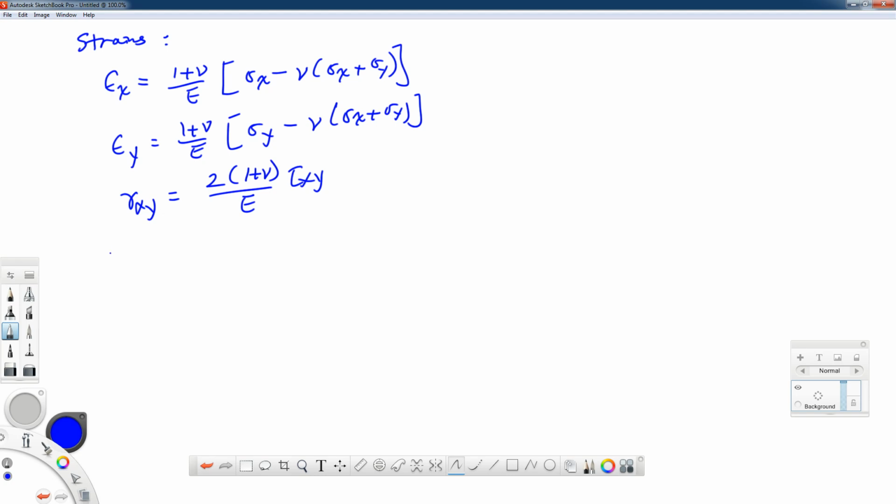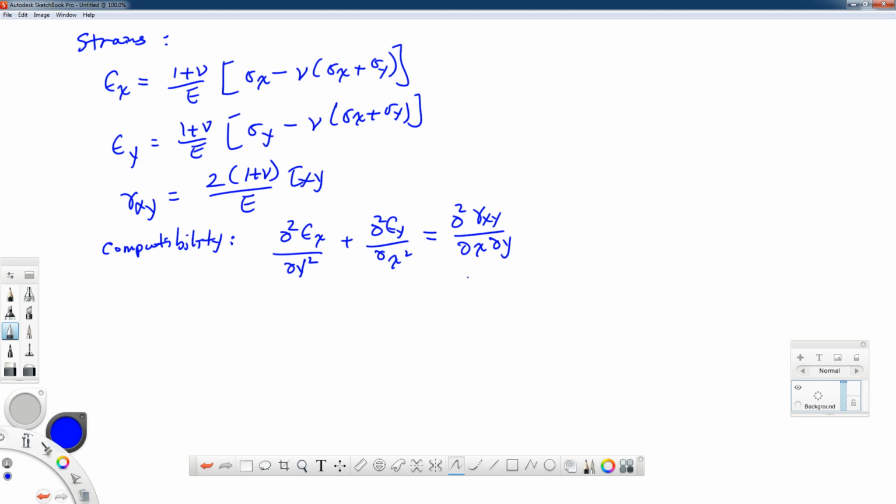And the last bit of information we need to know is our last governing equation, the compatibility equation. In this case, we just need to worry about one of these. The second partial of epsilon x with respect to y twice, plus the second partial of epsilon y with respect to x twice, is equal to the second partial of gamma xy with respect to x and y. Alright, well, let's keep these equations in mind, and next we're going to take a look at generalized plane stress.